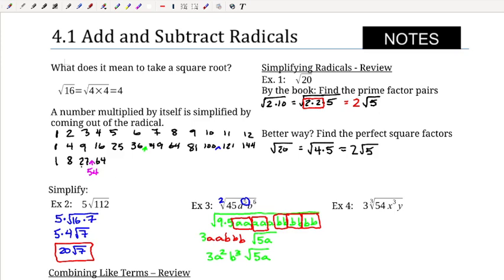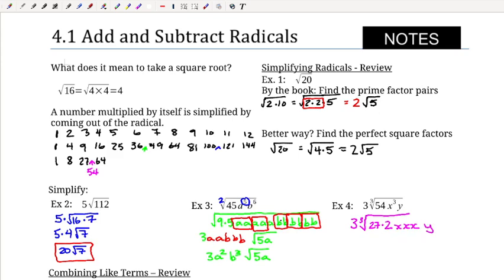So is 27 a factor of 54? Type it into your calculator. It turns out that it is. So what I've got here is 3 times the cube root of 27 times 2. Now the cube root of 27 is going to be 3. That's what gets to come outside. And I've got x times x times x times y.